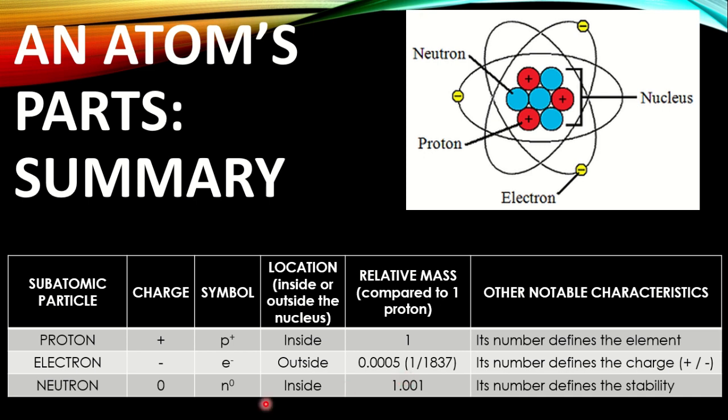Lastly, we have the neutron. Its number defines the stability. We're going to discuss this further in Module 8.